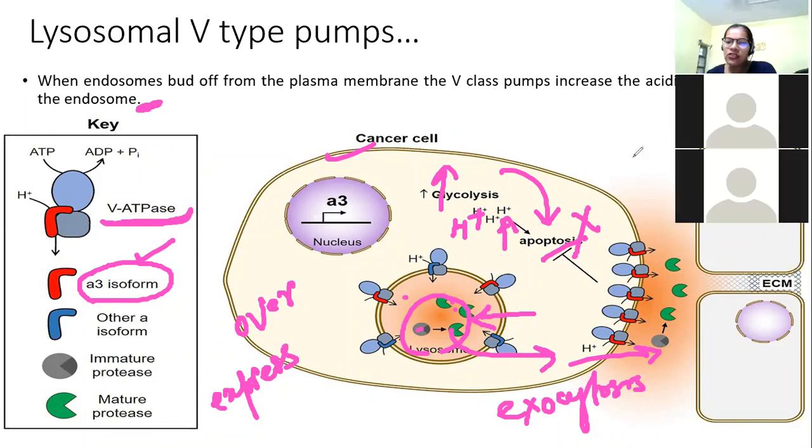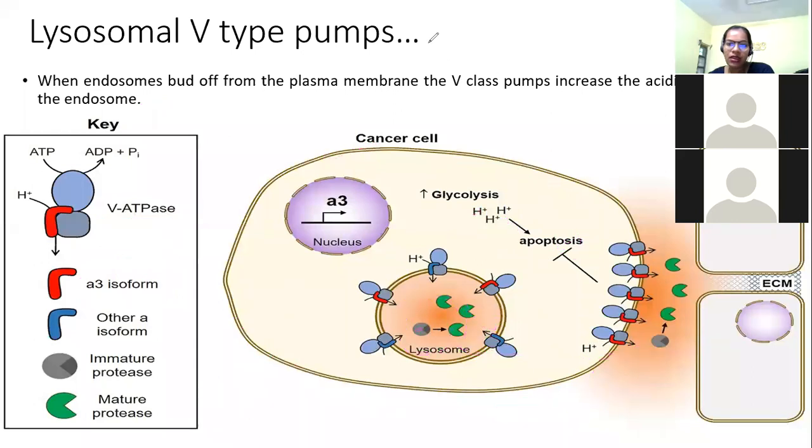Okay, so is it clear? Should I repeat it again? Is it clear? So I'll say once again. Okay, so in the cancer cell, what happens is one of your subunits of your VATPase has been overexpressed. Okay, that is more than required. It has been overexpressed. So what is happening now?